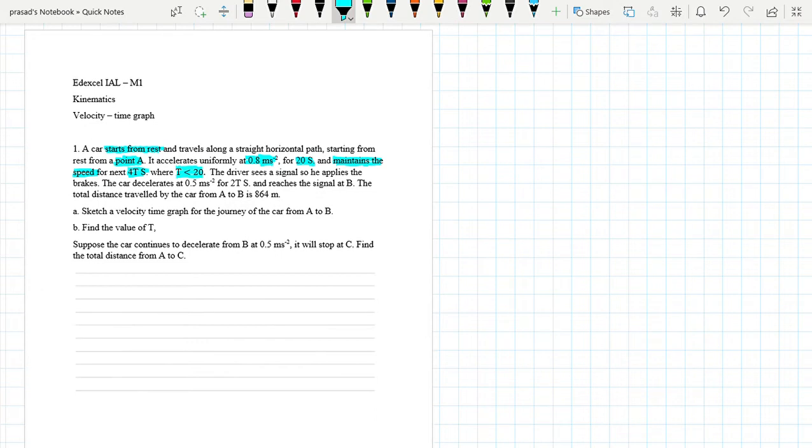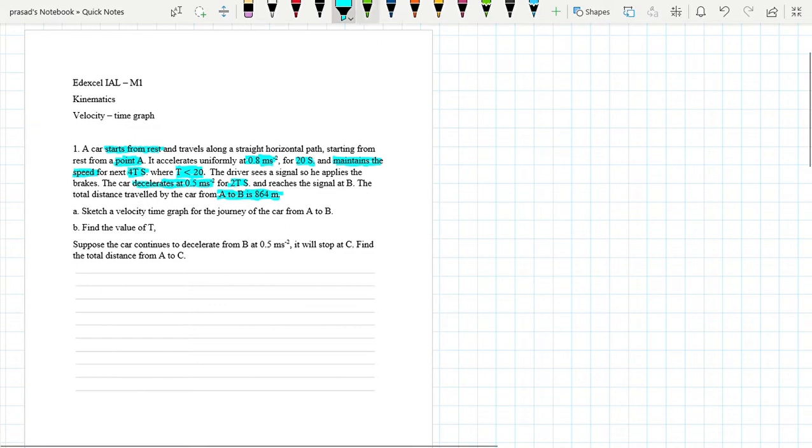The driver sees the signal, so he applies the brakes. The car decelerates at 0.5 meter per second square for the next 2t seconds and reaches the signal at B. The total distance traveled by the car from A to B is given to you as 864 meters. You have to sketch a velocity time graph.